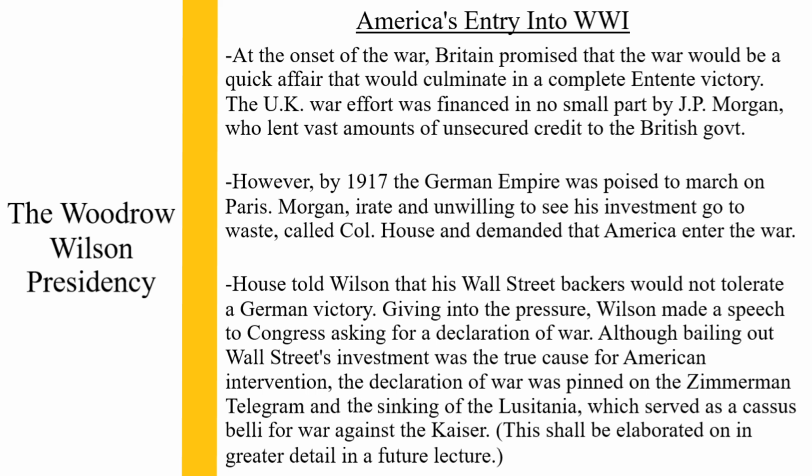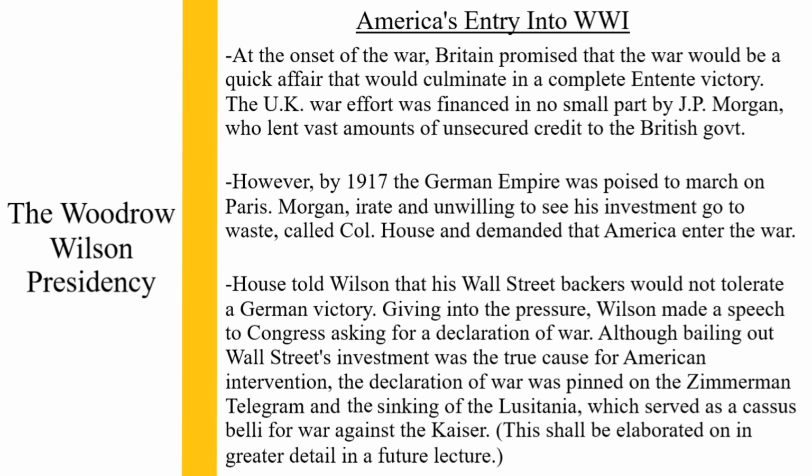Now we're getting into America's entry into World War I. So, at the onset of the war, Britain promised that the war would be a quick affair that would culminate in a complete Entente victory. The UK war effort was financed in no small part by J.P. Morgan, who lent vast amounts of unsecured credit to the British government.